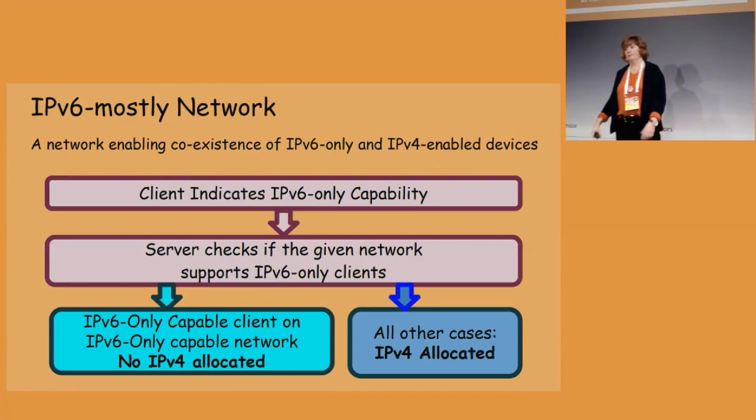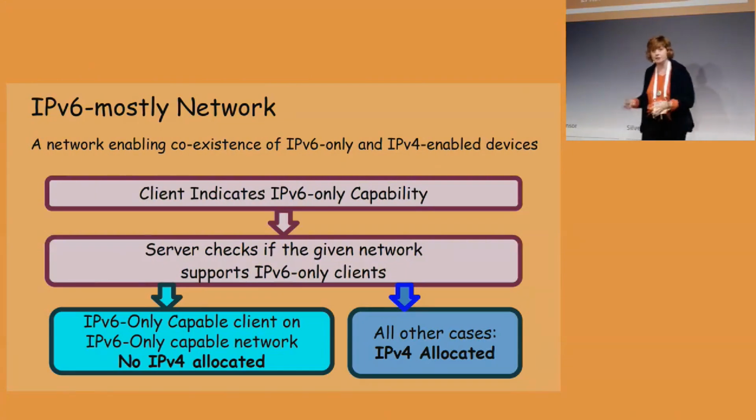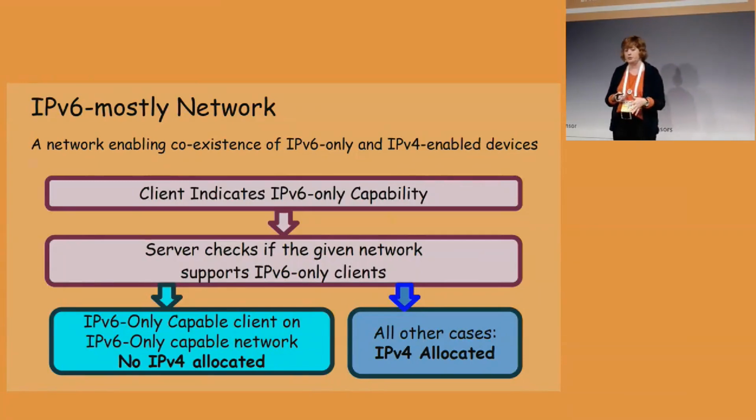What if, instead of doing dual stack and v6-only, we do what I like to call IPv6-mostly? What if we can let devices coexist on the same network segment, and some of them can be v6-only, like new devices, which I know can operate in v6-only mode, and some devices, like old devices, would still be dual stack. How can we do this? Let's say a client can signal v6-only capability and say, hey, I can be v6-only if this network supports this.